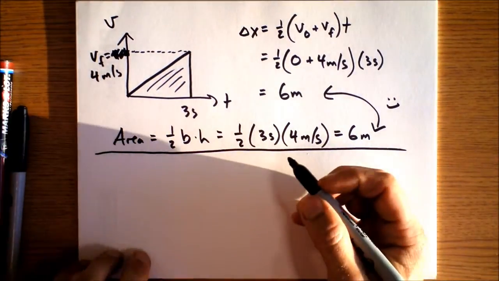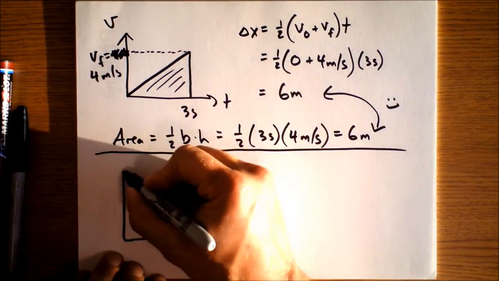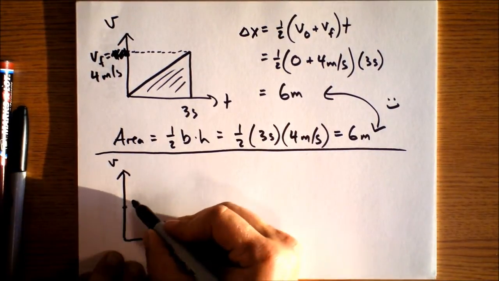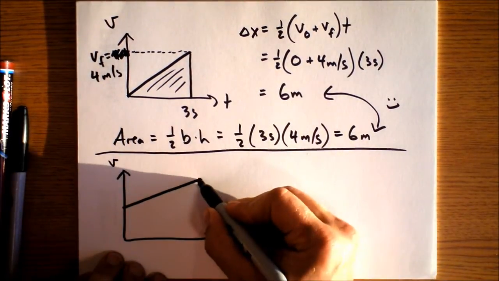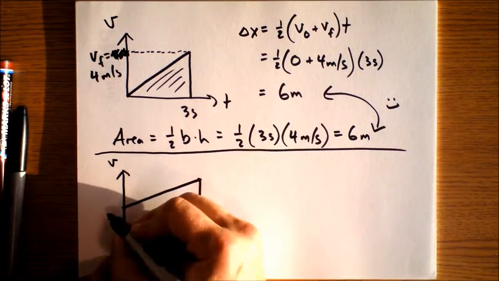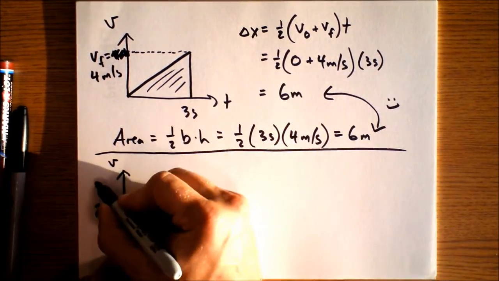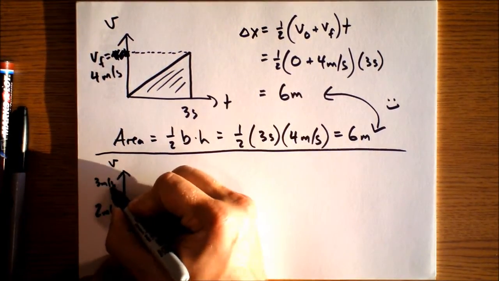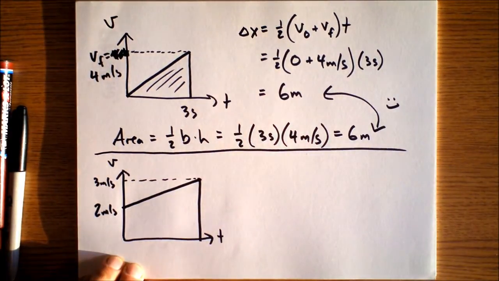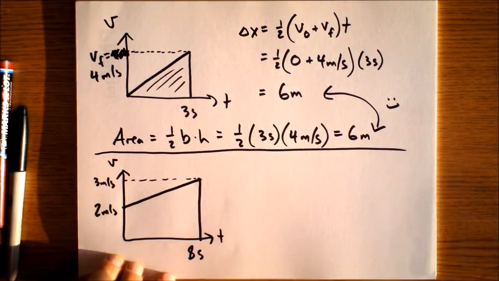And for a final problem that really, I think, drives this point home, we get just slightly more complicated. So let's take a final graph of velocity as a function of time. I'll give you some initial velocity up to some final velocity, and let's say that 2 meters per second is the initial velocity, and the final velocity is 3 meters per second. That's that value right there. And I guess this entire thing happens over 8 seconds.